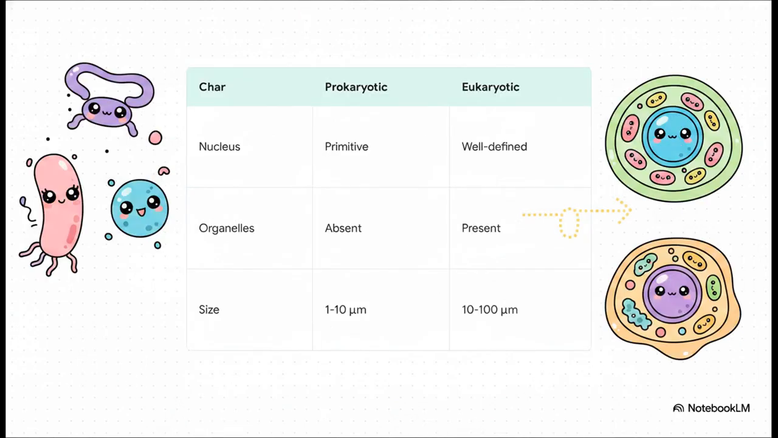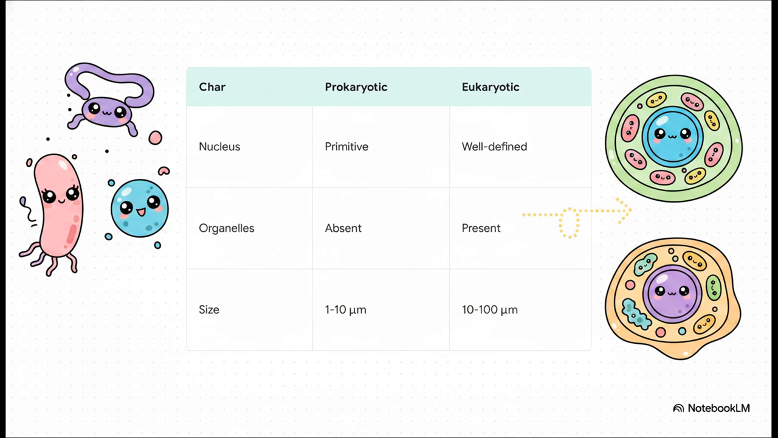There's a massive divide between these two categories. Prokaryotic cells, like the bacteria we just saw, are incredibly tiny, usually just 1 to 10 micrometers in diameter. Fun fact, the word pro actually means primitive, and karyon refers to the nucleus. So they have a primitive nucleus with no membrane, and they totally lack membrane-bound organelles.